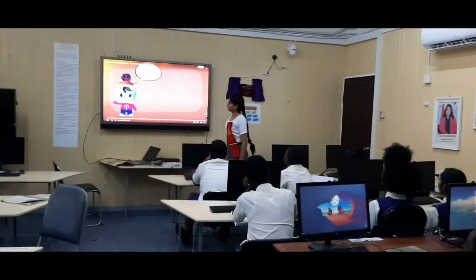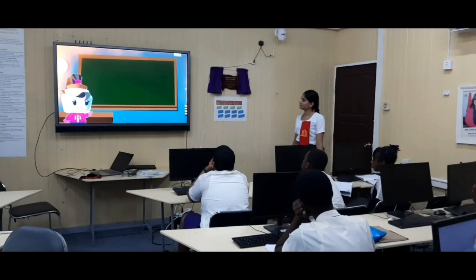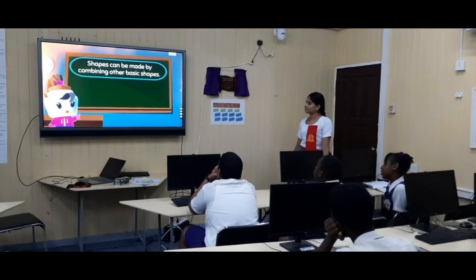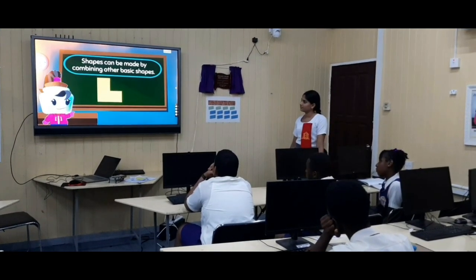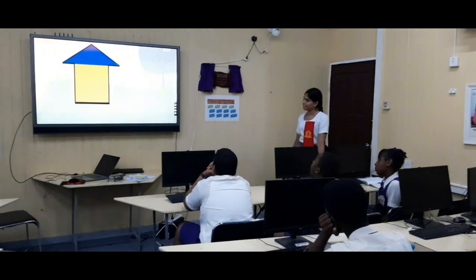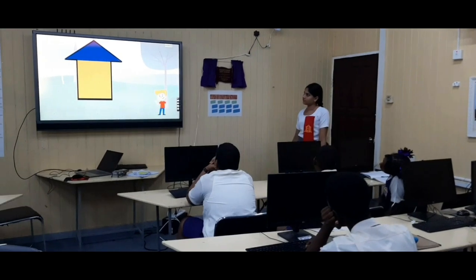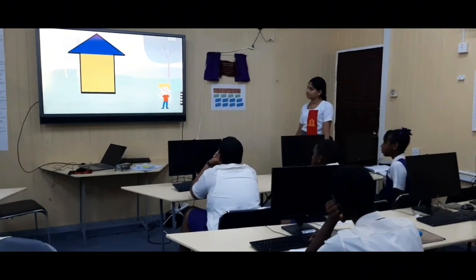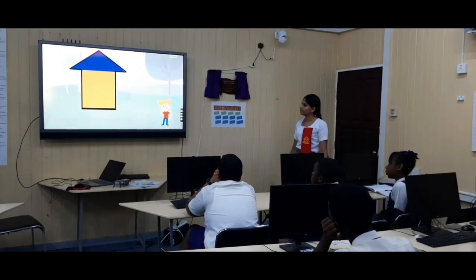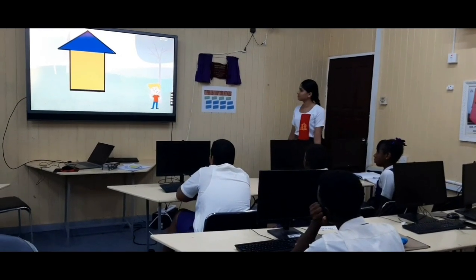Hey there! Today, we will be learning about composite shapes. Did you know that some shapes are made by combining other basic shapes? For example, this L shape is made out of a rectangle and a square. Isn't that cool? Let's find out more about composite shapes by checking out the house our friend Carl built. Do you notice that this house is actually a composite shape? Because it's made out of 2 basic shapes, a triangle and a rectangle.